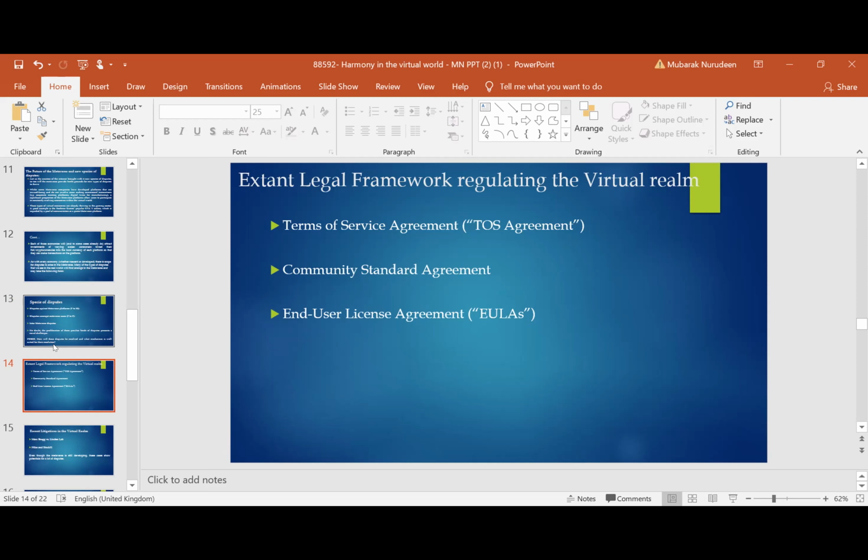So the issue here is that these legal frameworks are usually not sufficient. In fact, more often than not, the remedies they provide are basically to protect the owners of the platform. They do not really protect the users on the platform. So I would argue that these current legal frameworks are not sufficient.